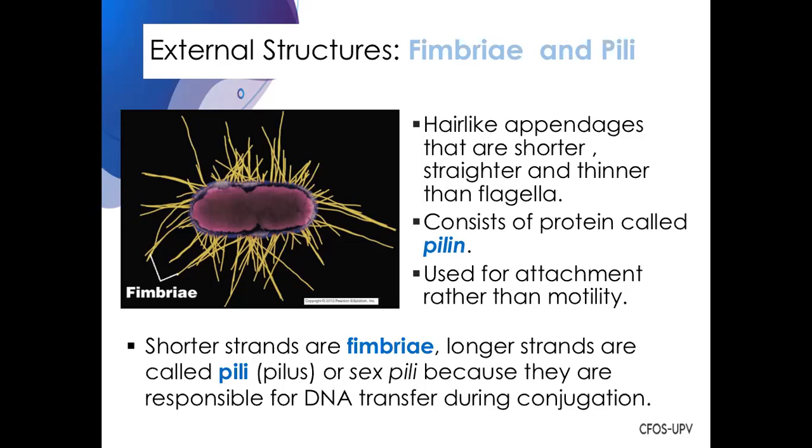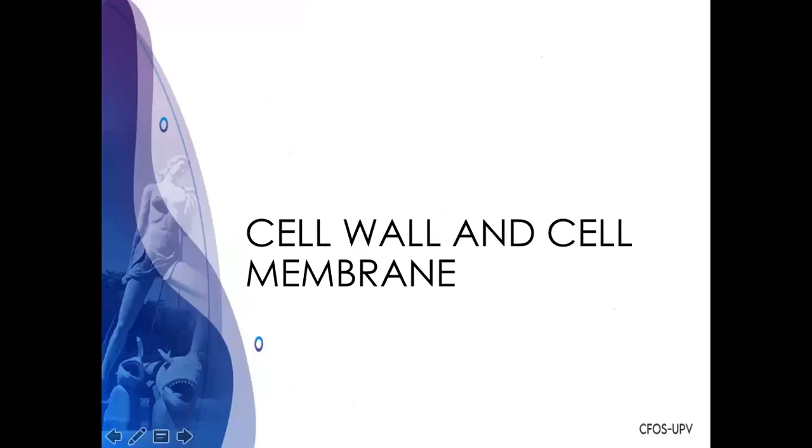Okay, you will learn later that there is one particular mode of reproduction in bacteria that is made possible because of the pili. So the shorter strands again are the fimbriae. They are shorter versus pili. But most of its purpose is more on locomotion or mobility. Okay, the cell wall.